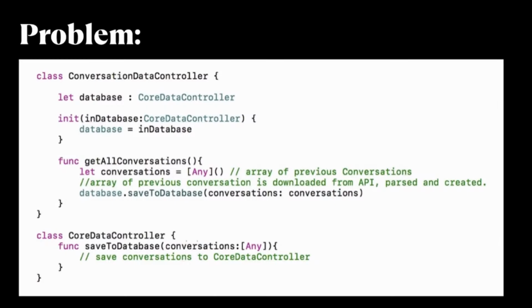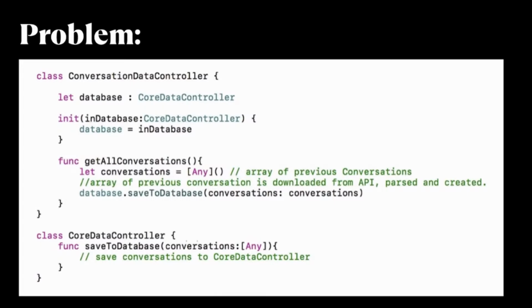Let's discuss in detail. As I have mentioned earlier, the conversation data controller is used in the Messenger app to get the previous conversation JSON, parse it and save it to the Core Data database. So it can use the previous conversation to display it offline as well as in the Messenger app.